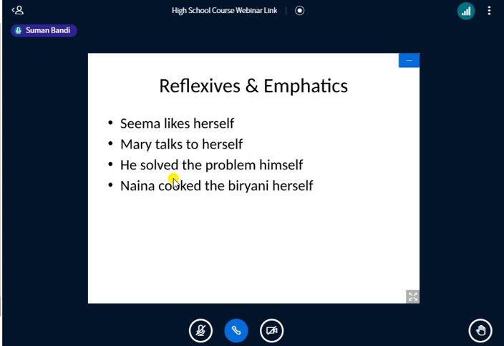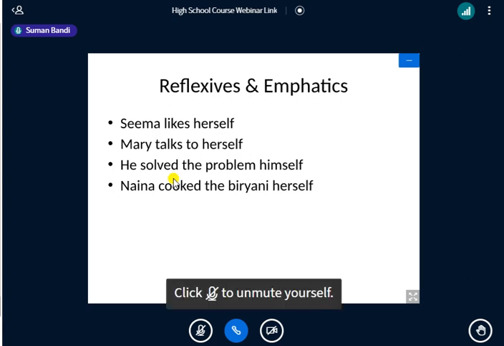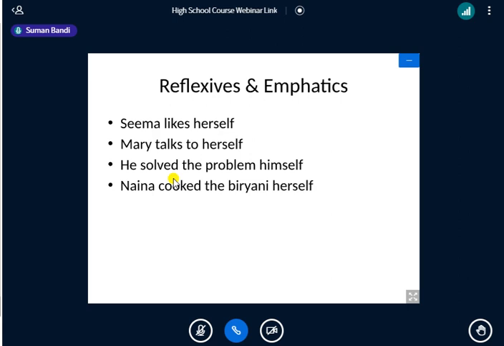But then why am I using this word? Emphatic comes from the word emphasis. Emphasis means, I'm sure you know. What do you mean by emphasis? Emphasize. The verb form is emphasize.